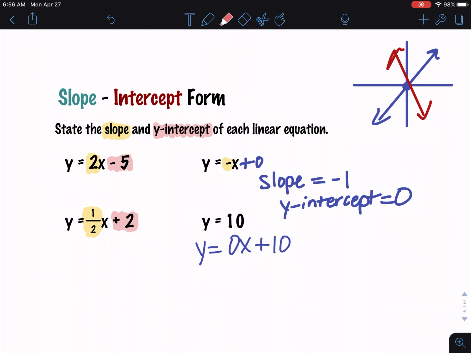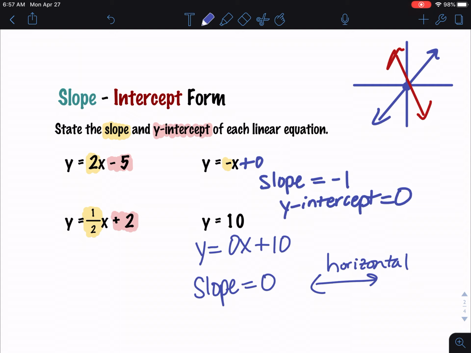So this tells me that my slope of this equation is 0, which actually means that this y equals 10 is going to be a horizontal line, because remember, all horizontal lines have 0 slope. And then this 10 is my y-intercept, because that's what's added or subtracted on at the end, and it's a positive 10.